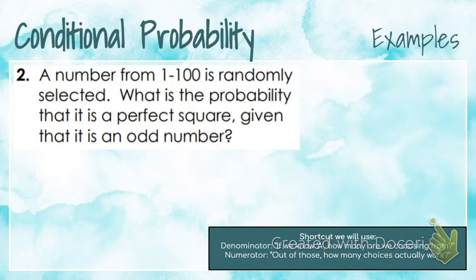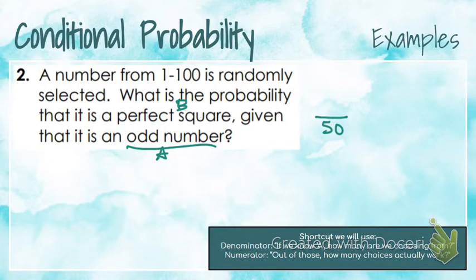Number 2, a number from 1 to 100 is randomly selected. What is the probability that it is a perfect square given that it is an odd number? So the given part is A and the other part is B. So if we know that it's an odd number, how many are we actually choosing from? So we have 1 through 100, and every other number is an odd number. So half the numbers are even and half are odd. So half of 100 is 50. We have 50 odd numbers to choose from. Now, out of those 50 odd numbers, how many are perfect squares?